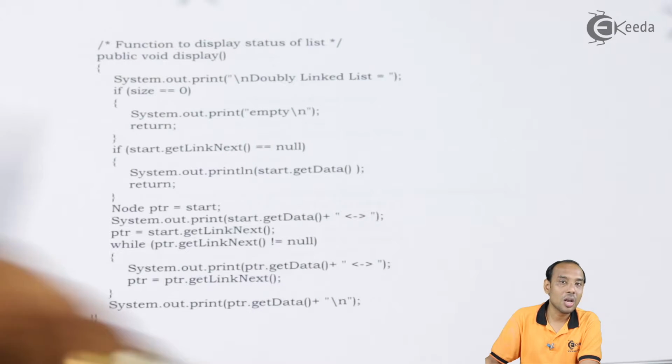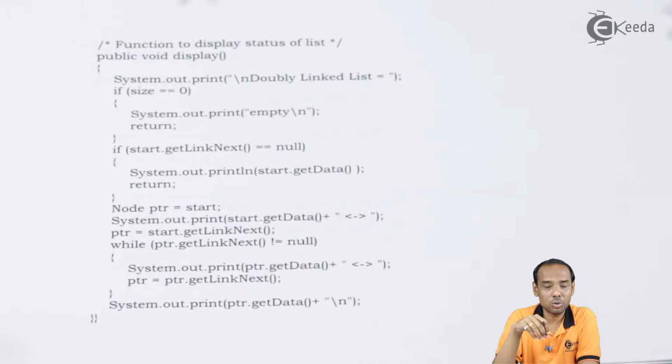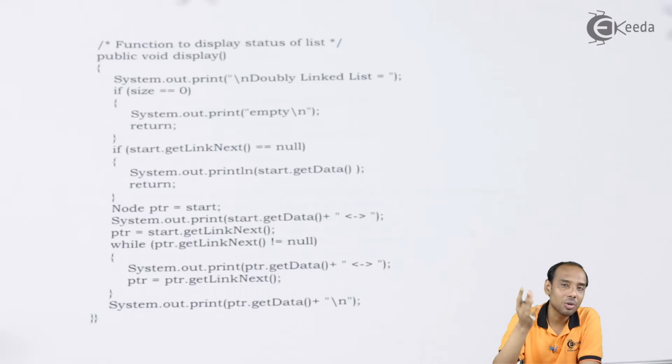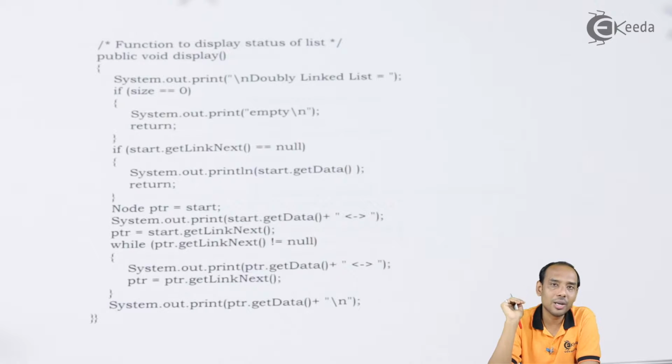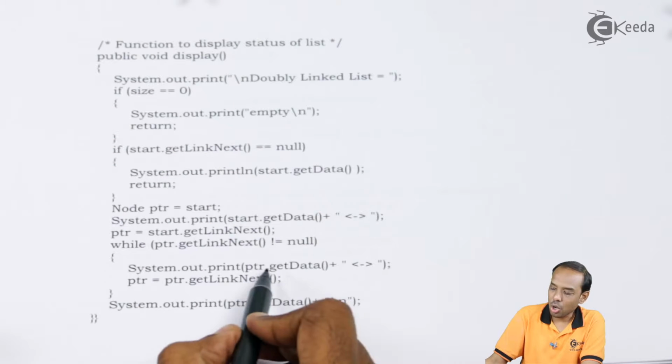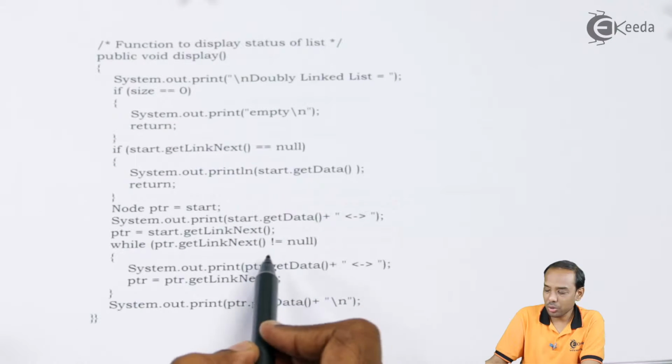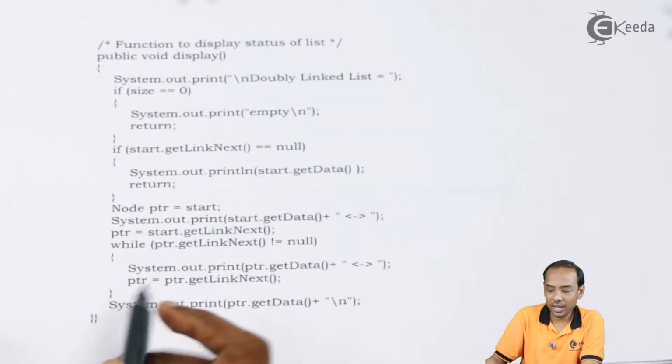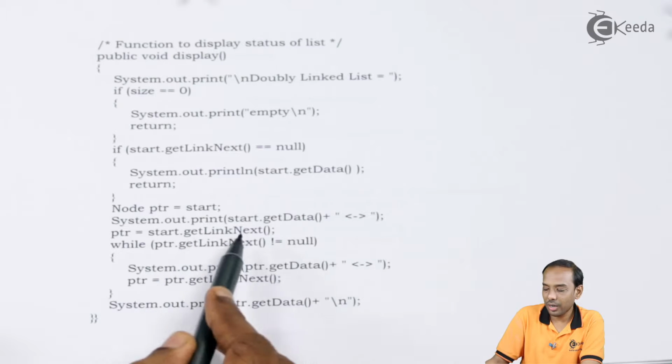Now in this case, the object value is stored in ptr. So I'm going to call the get data method based on which object? That is your ptr. If I am going to start the values with start dot get link, then I'm going to get the data through start dot get data, but since we are calling the object's values through ptr, I'm writing ptr dot get data. So we are going to get the value of ptr and then we are going to increment the value of ptr dot get link next.